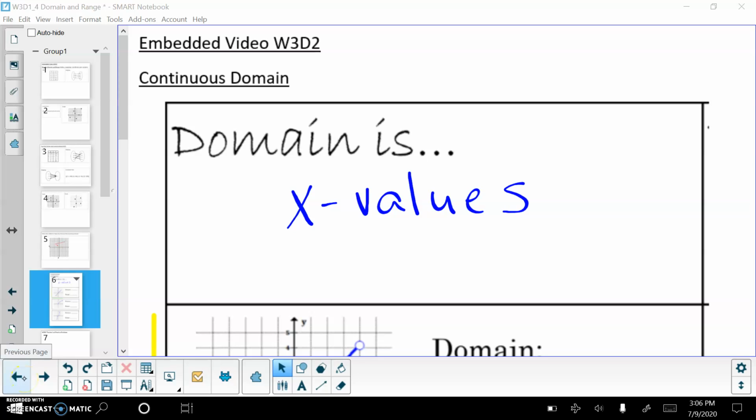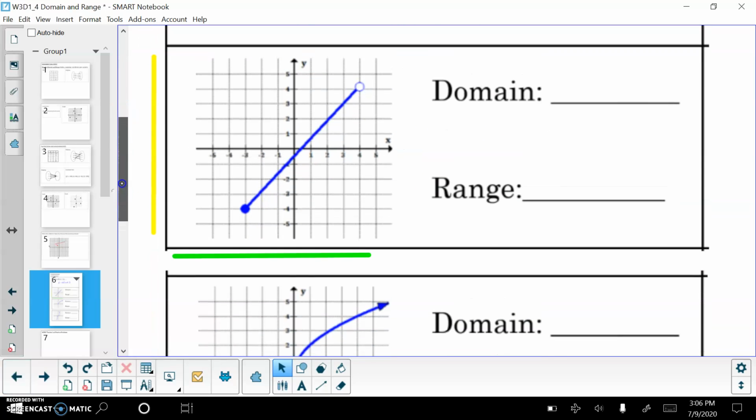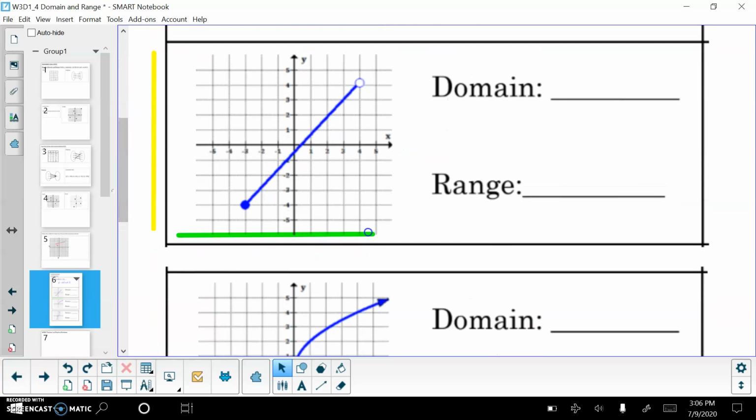Hello, this is our day 2 tutorial on continuous domain. And we're just going to remind ourselves from previous lessons that domain are our x values. And our x values, as we're going to look at graphs, come from our x-axis. I'm going to use my green highlighter again to highlight my x-axis numbers and make sure I'm always using those for my boundary numbers.